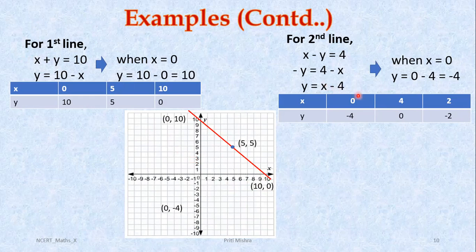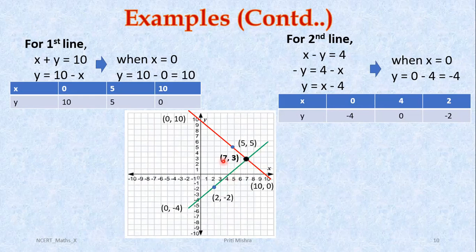Now for the second line, we are plotting here 0, minus 4, then 4, 0, and then 2, minus 2. 4, 0 you will have here, and 2, minus 2. After joining these 3 points, you have this green straight line, which represents x minus y is equal to 4. And you can see here, these two lines are intersecting at a point which is 7, 3.